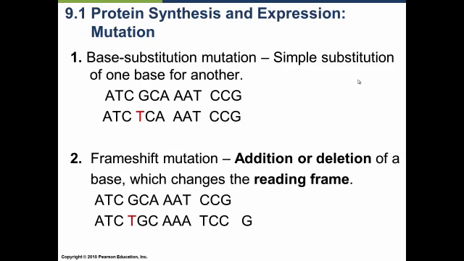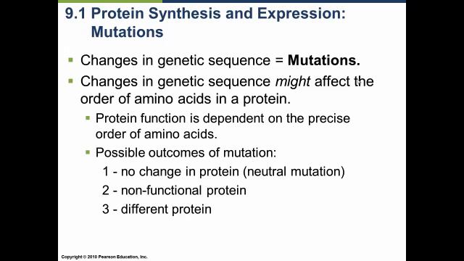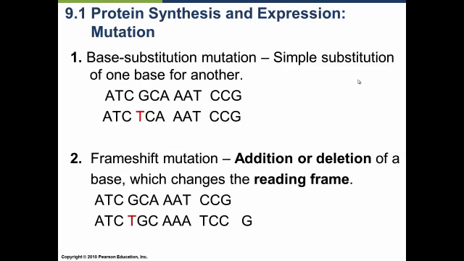So we'll talk as we move forward here about what might lead us to observe any one of these three possibilities. Now, when we talk about mutations, we typically lump mutations into the following categories. Each of these could either be, as we see on this slide, no change in the protein, a non-functional protein, or a different protein entirely. So one type of mutation is a base substitution, otherwise known as a simple substitution. We simply take one base and we trade it for a different one.